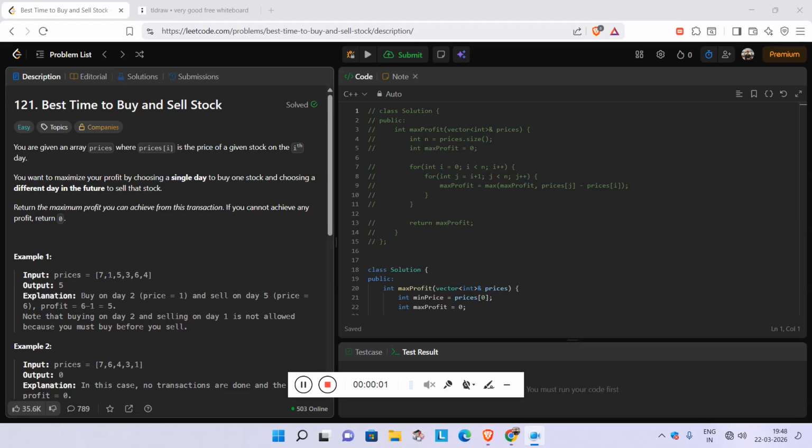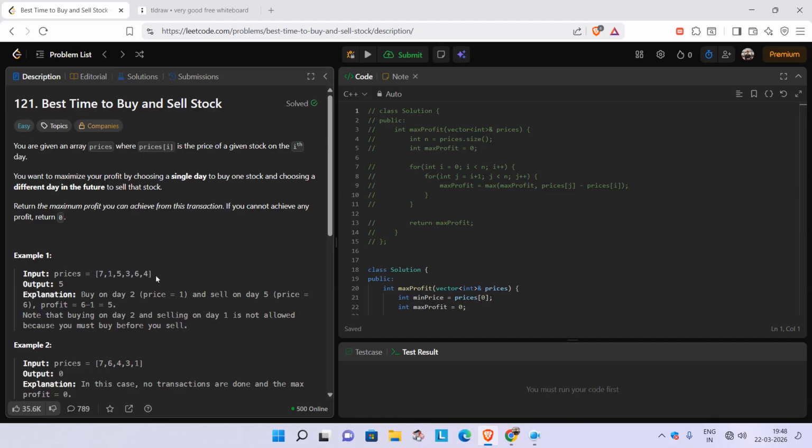So this is LeetCode number 121, Best Time to Buy and Sell Stock. First of all, this is the first question on DP on stocks. This is a very simple greedy question; we don't even use DP here. So the question is simply what we have to do.